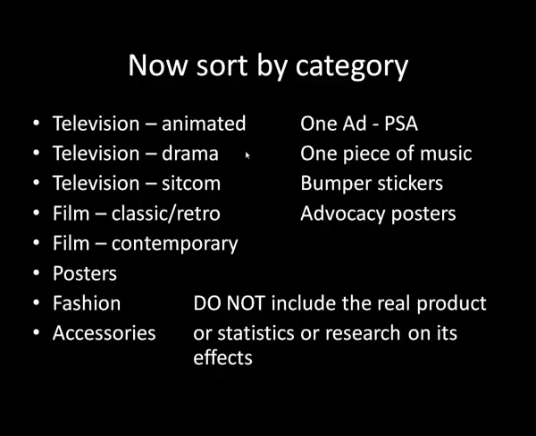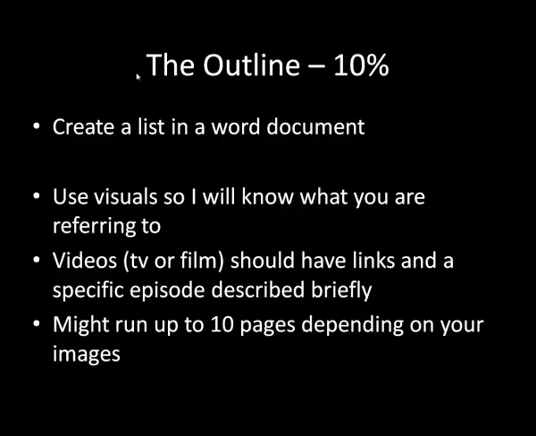Now I want you to sort it by category. So in the outline, you're going to list television, and then you're going to list the number of places. When you do this, make sure that you also do it in a way that is very specific. So if you say Simpsons, I want to know what the episode is, describe the episode, and provide the link in your outline. So your outline itself is a Word doc. You should use visuals to represent what the link is referring to. A link on its own is not terribly helpful to me.